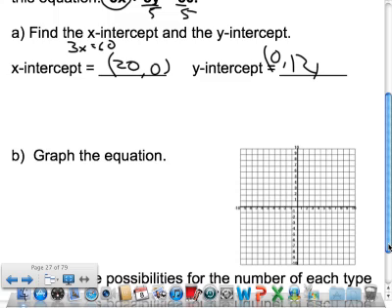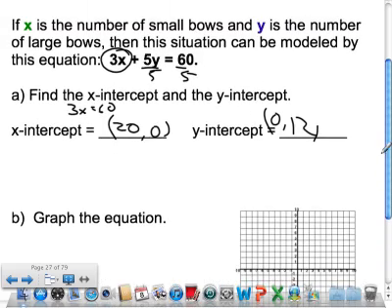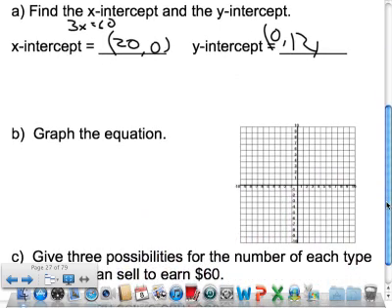So I go to the point (20, 0). That's not even going to fit on my graph. Let me make sure I did that accurately, just to make sure. I did. And so that's going to be way over here at (20, 0). And then the y-intercept is going to be (0, 12), which is, again, off the graph. It's going to look something like this.